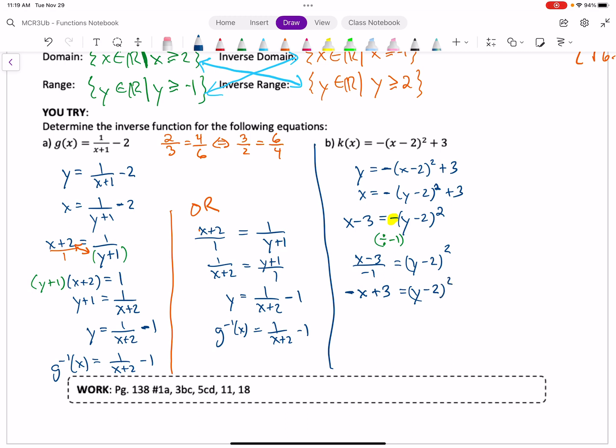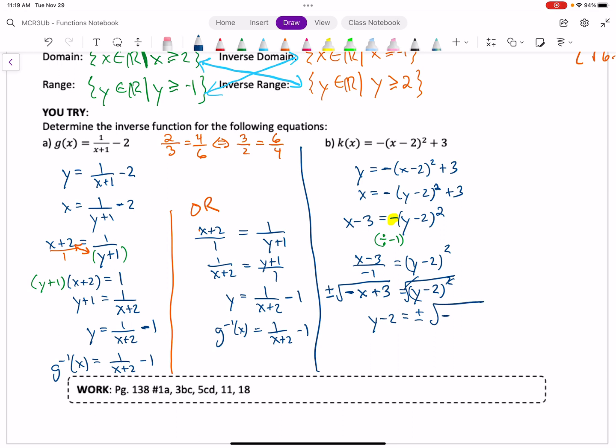Now what I need to do is take the square root. I'm running out of space here, so let me just move this over a little bit. You have to remember to put the plus or minus. It's so easy to forget it, but really I'm taking the plus or minus, and that gets rid of this squared with the square root. So I now have y minus 2 equals plus or minus square root of negative x plus 3. And I move the plus 2 over, like that. And there's my inverse equation for this function.